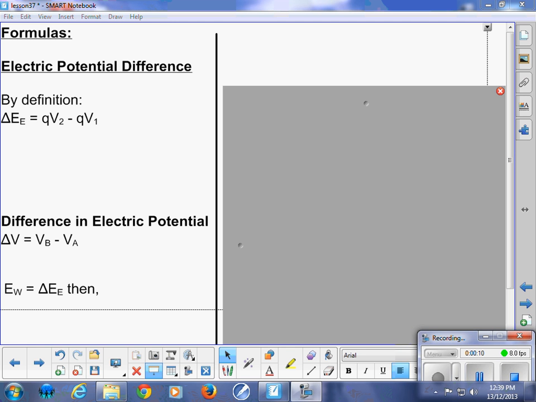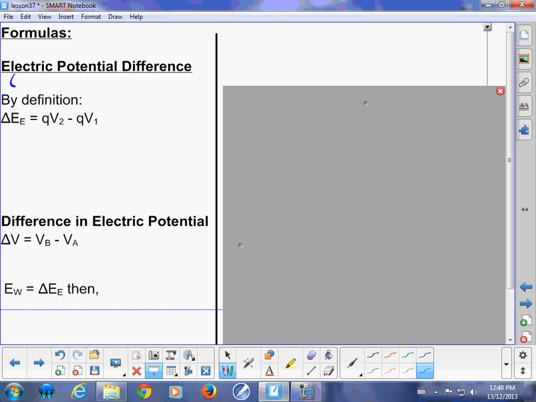So first thing we're looking at is electric potential difference, and we are talking about energy in this particular topic. By definition, we talked about what the energy formula was. Remember that voltage was V equals E over Q. That was from an earlier slide, from an earlier formula.